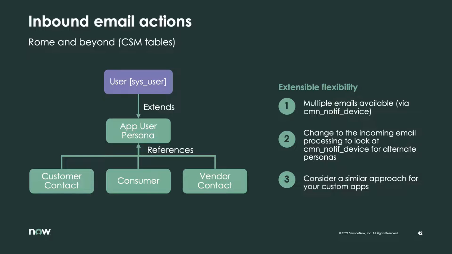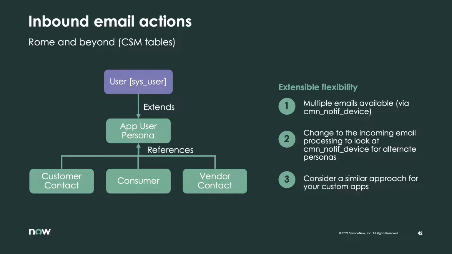It goes to the cmn_notif_device table. I think they're also labeled as channels or something like that. But that's where you can have multiple notification devices or channels. It tries to match secondary, tertiary, etc. email addresses and says, now can I find this person?